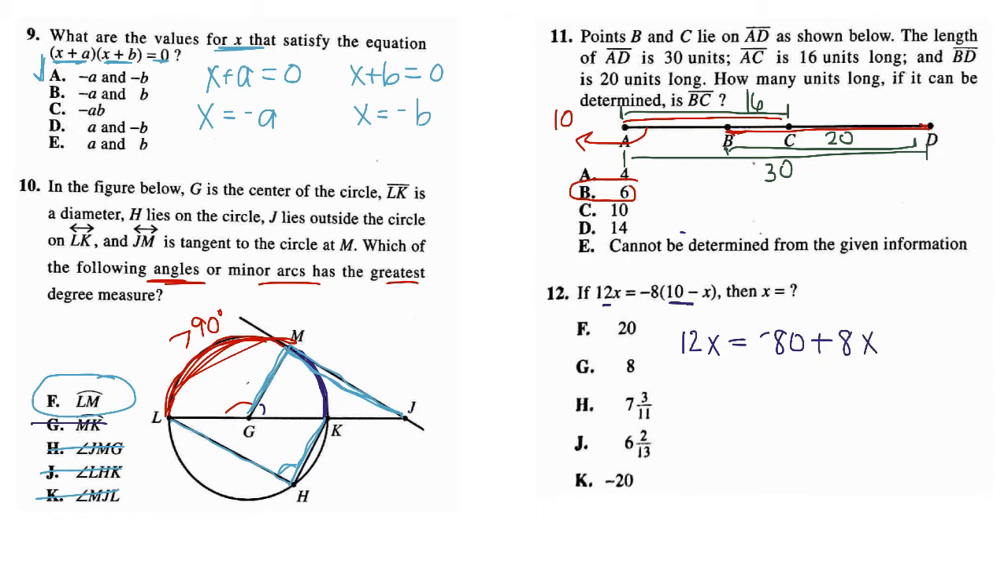So notice I've done the distributive property, and we do need to move this 8x over, so that's going to give me 4x. To change the sign, to change the side. And here it looks like x is going to be negative 20. So this was a great case where the algebra was a little bit easier than the actual plugging in.